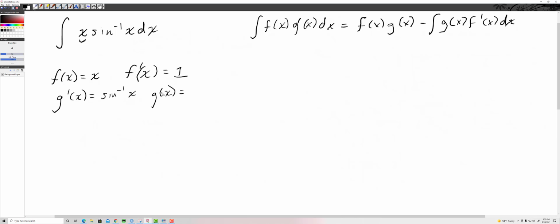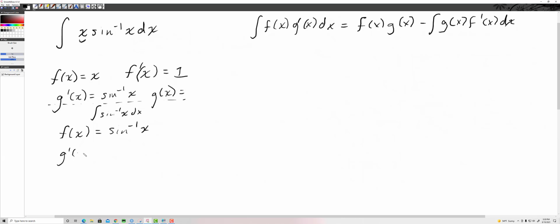And then g of x, well, this is going to be a little bit interesting here. So g of x is the integral of sine inverse x. And we actually did that, I think, during the integration by parts example list. Just to be clear, we're doing another integration by parts here. Now we're looking at the integral of sine inverse x dx. And we're doing this so that we can do this integration by parts. So let's just do this really quickly.